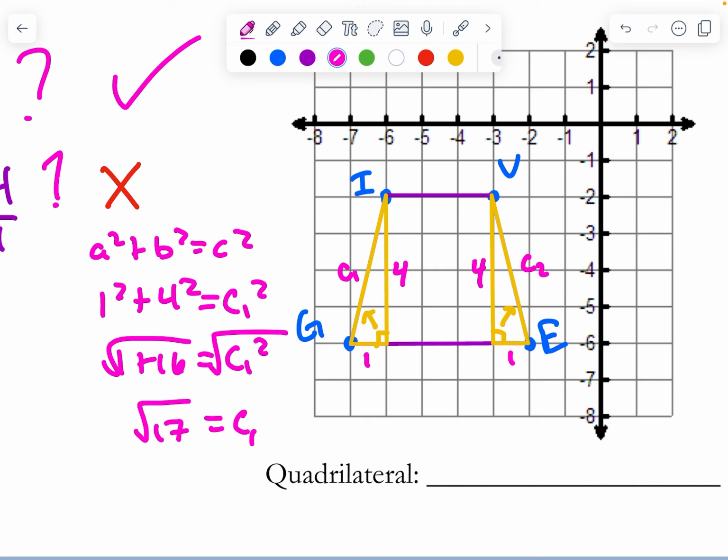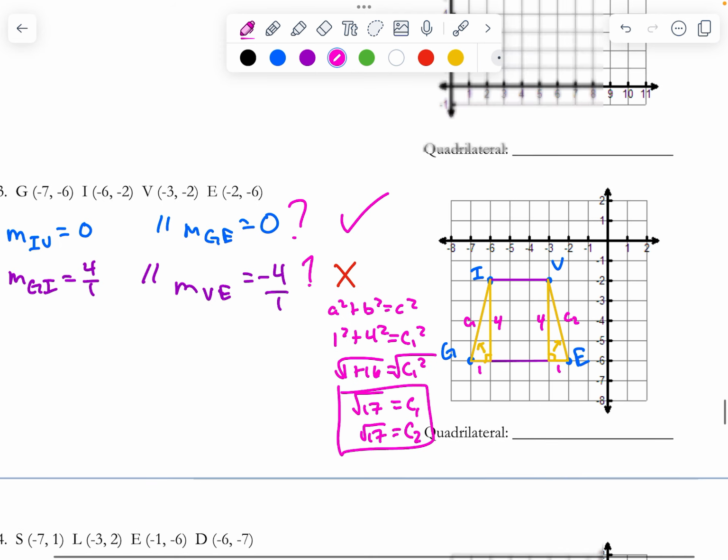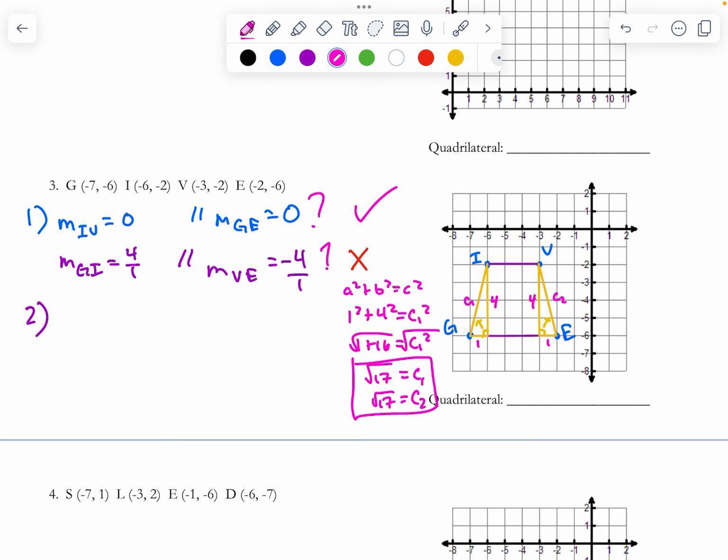And again, if I were to do 4 squared plus 1 squared, that's still 17. That means that the square root of 17 is also my C2. So my second step was to check, are the legs congruent? And in this case, we proved yes, they are congruent. These are indeed congruent, right? We proved it right here.